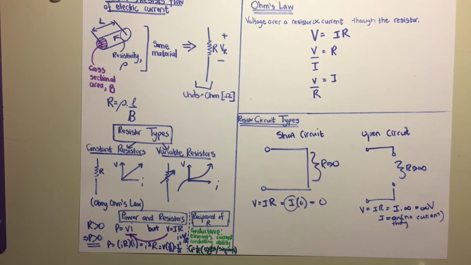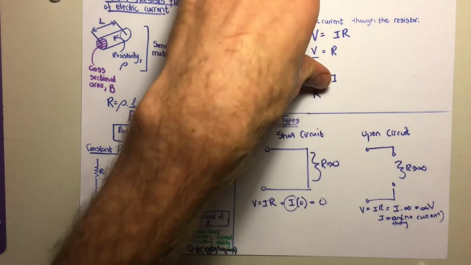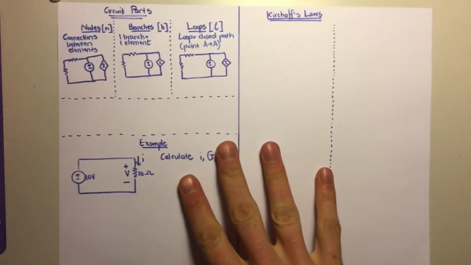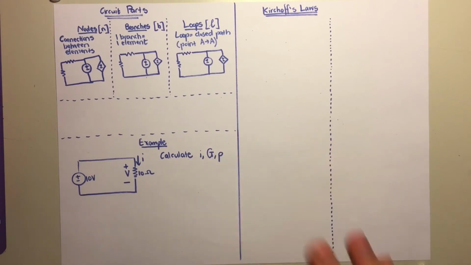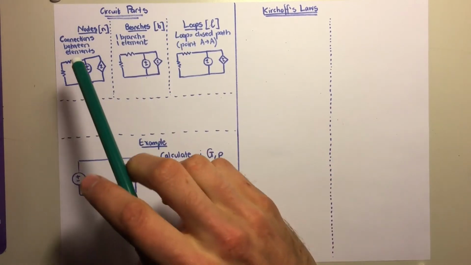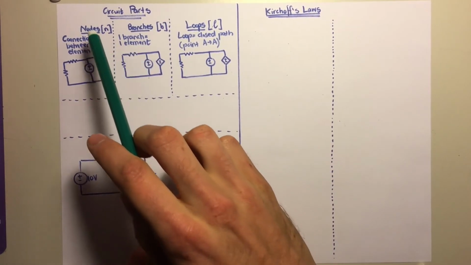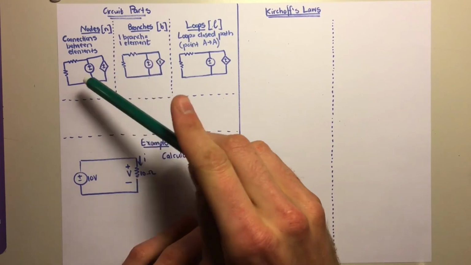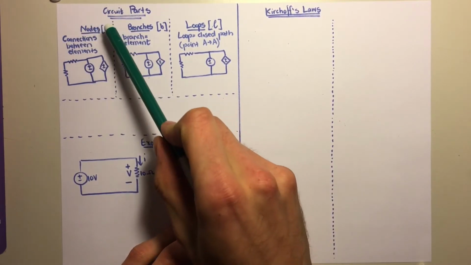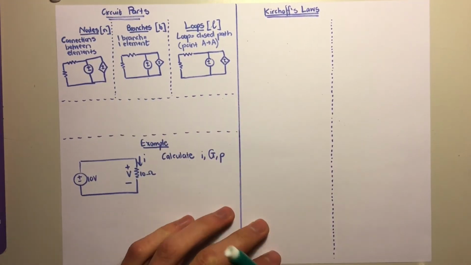Okay, so next we're going to look at some different circuit parts. The circuit parts that we're going to look at are known as nodes, branches, and loops. So what are these? You get nodes. Nodes are the connections between the different elements within a circuit.